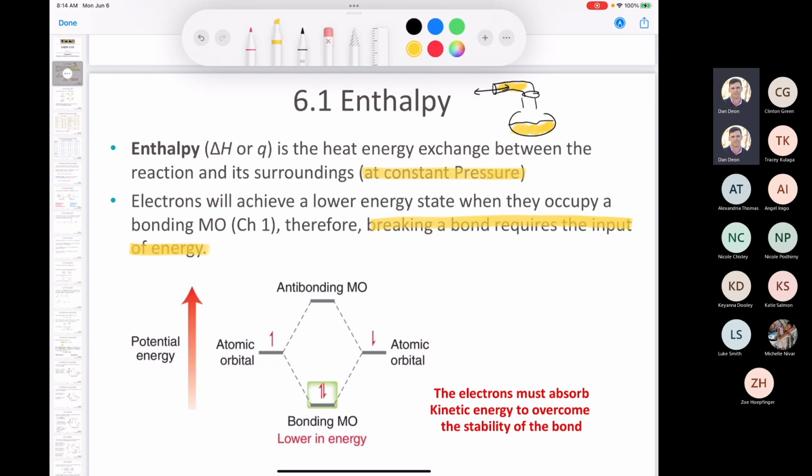Right? That is just something you've got to have in your mind. If I want to break a bond between two atoms, a carbon and a hydrogen, two carbons, a carbon and an oxygen, it's going to require energy to break that bond. So the electrons must absorb kinetic energy to overcome the stability of the bond. All right, it takes energy to break a bond.